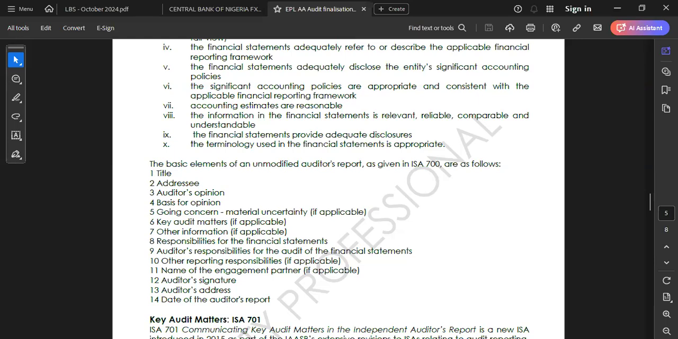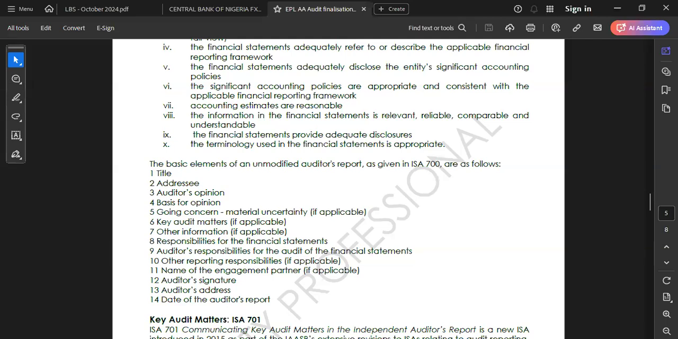But basically, what you must have in an unmodified report: there must be the audit opinion, the basis for the opinion, the responsibility for financial statement. This one will be in all reports. Auditor's responsibility. So you have 1, 2, 3, 4. You must always have that. You can have 5, 6, 7 if need be, but not usually common.